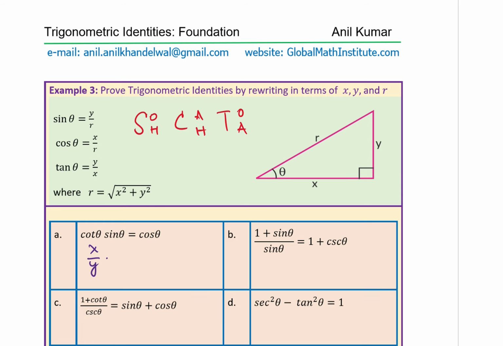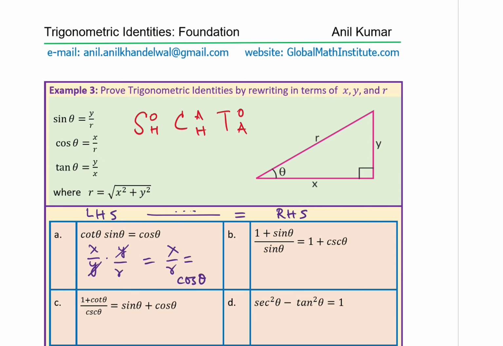Sine theta is the ratio of y over r, right? So y over r. Now we can actually cancel out y and y. We get x over r, and we know x over r is cos theta. And so we have started with the left hand side, right? And we have shown that this is equal to the right hand side, right? So these are the steps to be followed, and then you arrive at the result which is the same as the right hand side. Once you do that, that means you have shown that the identity is correct. That is how we prove it. Correct? So that is how you're going to prove all four of them.